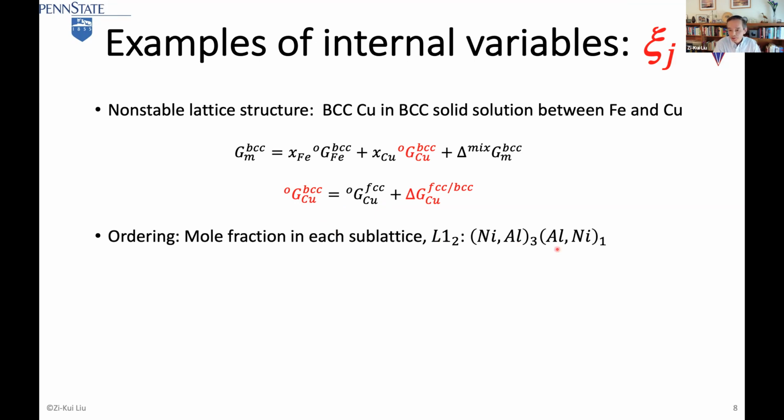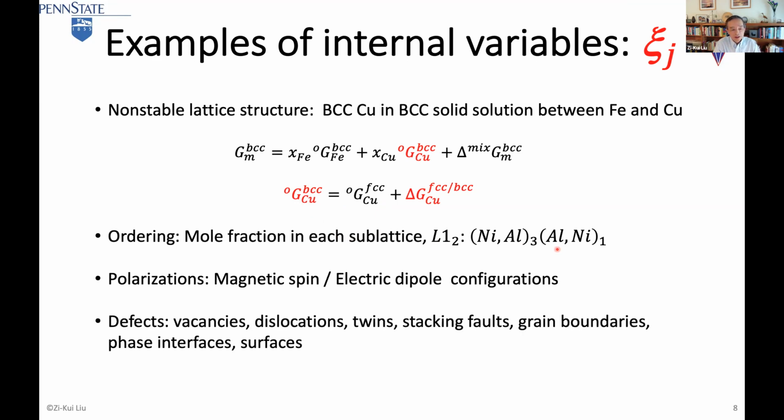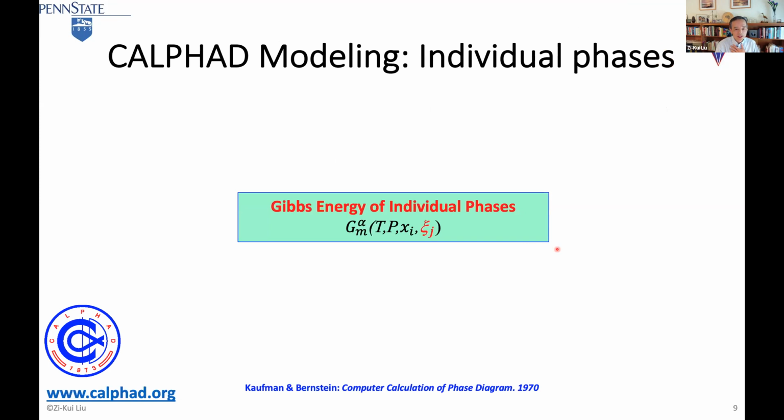You have long range ordering, like the sub-lattices. You can talk about the polarizations. You can talk about defects. All defects are actually a kind of internal degree of freedom. If we can model them together, then we can actually predict the properties. Now I come to the modeling. I introduced a model called CALPHAD modeling, which is about individual phases. You talk about the Gibbs energy of a phase, with temperature, pressure, composition, and internal degree of freedom.